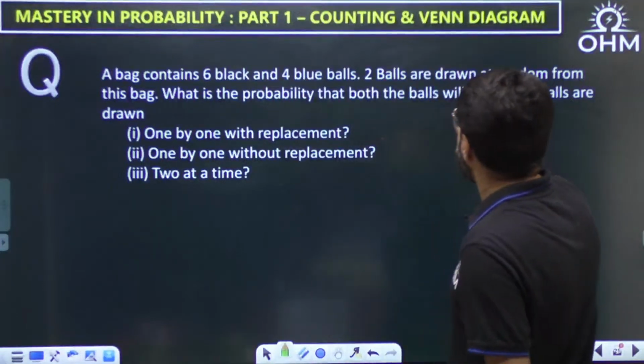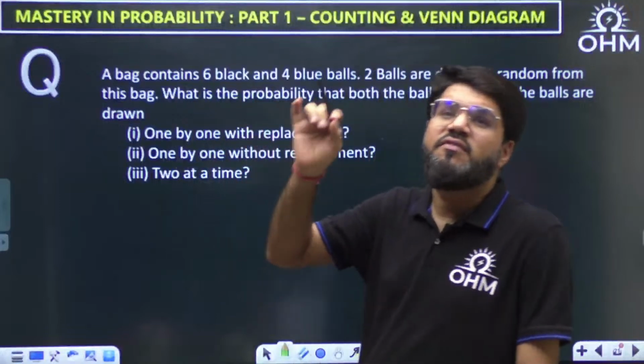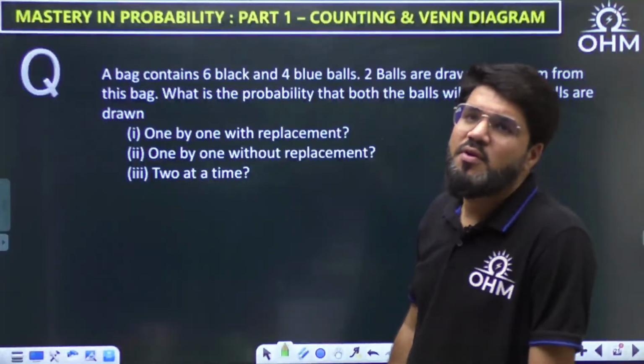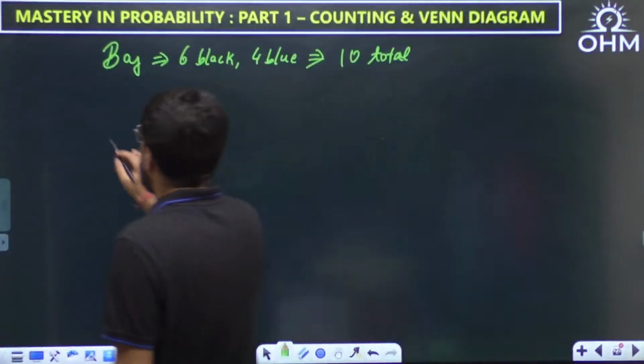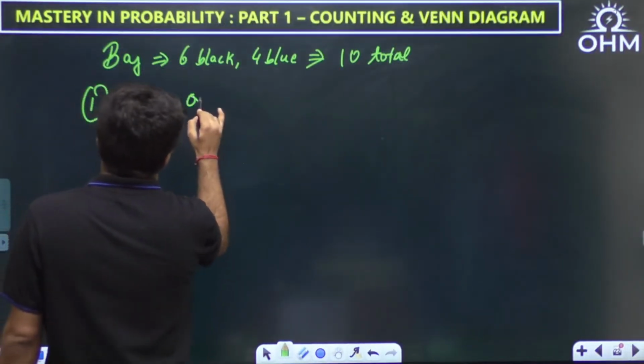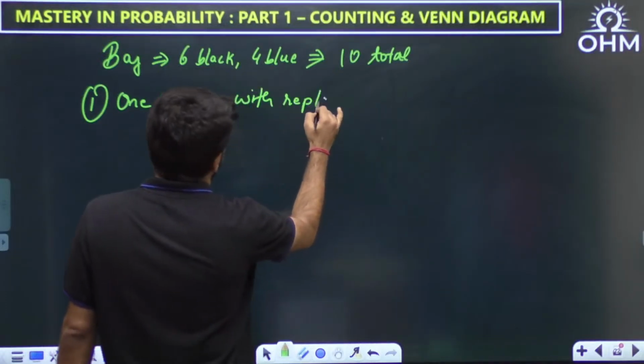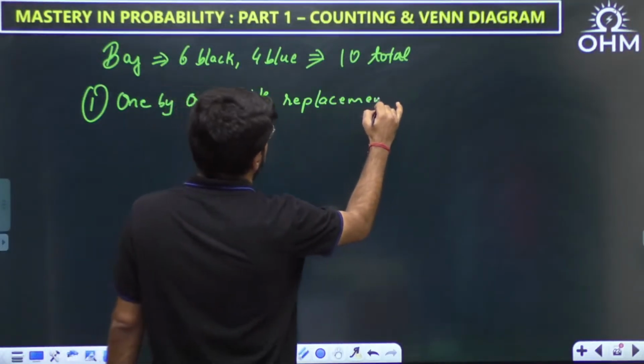Now come to the first question. What is the probability that both the balls will be blue if the balls are drawn one by one with replacement? Okay, balls are drawn now one by one, but with replacement. Okay, let us solve it very simply.